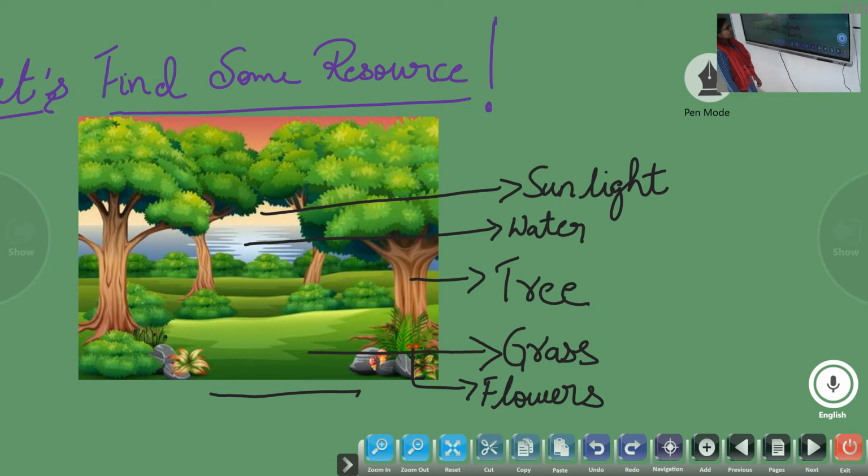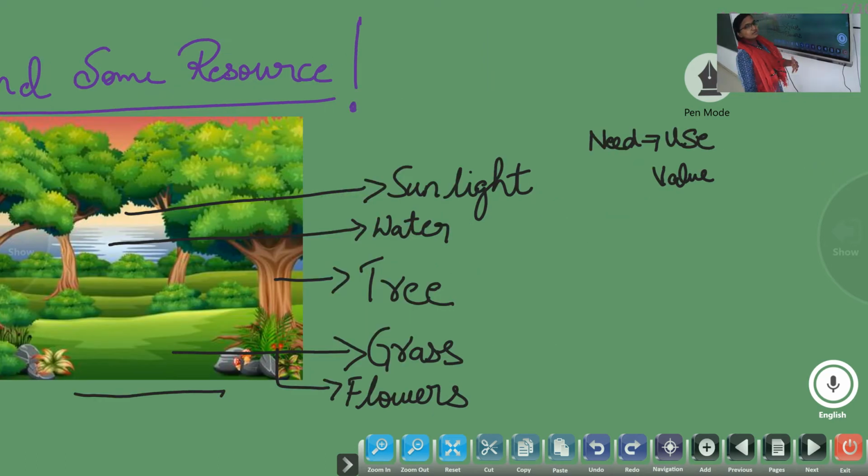Now, for the names that I have taken out, what did we say a resource is? It has to satisfy our need, that is, we should be able to use it, and it should have a value. Value can be of different types. It can be aesthetic value or economic value, which I will teach you later. But value is something that is important, valuable, or needed.